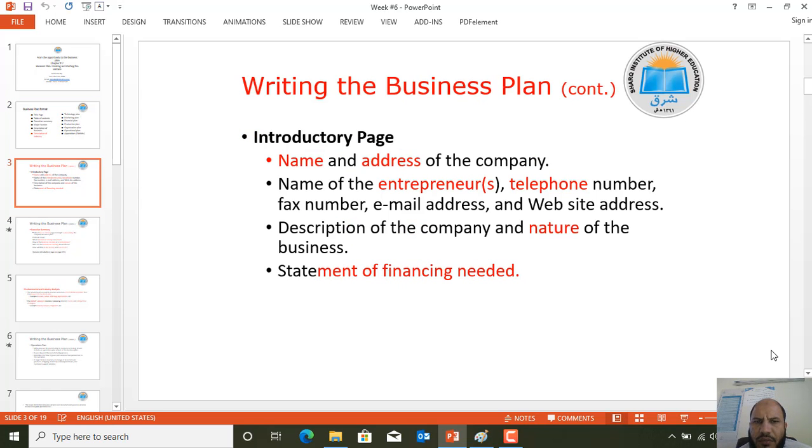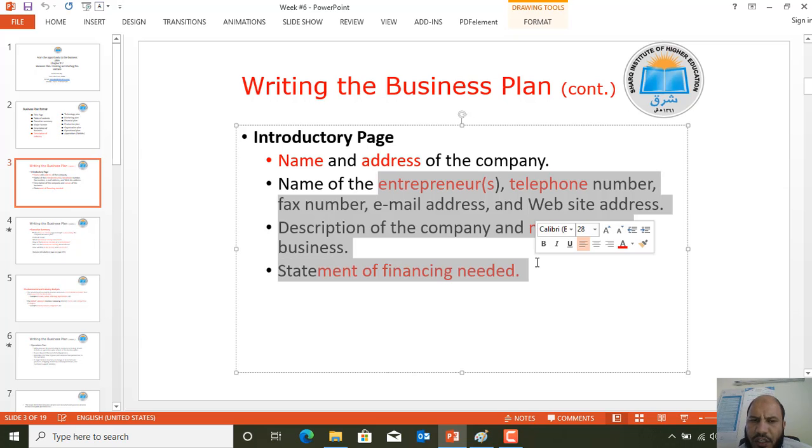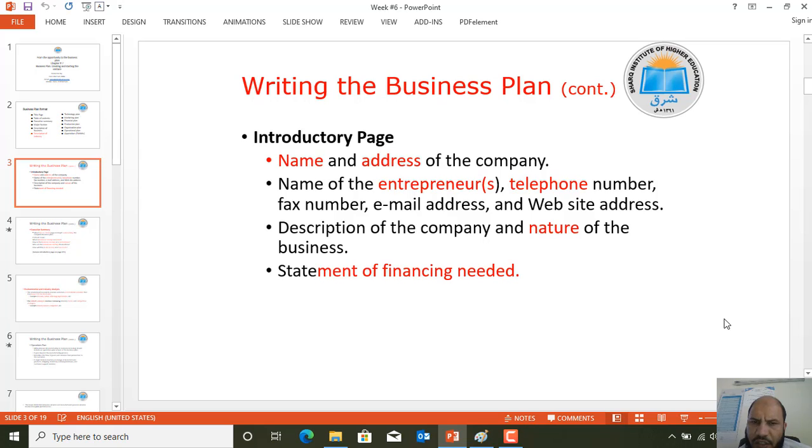So we have discussed the introductory page. We mentioned that the introductory page should have the name of the company, address of the company, the entrepreneur's information, their telephone number, email address, website address, and so on. And also we should describe the nature of the business, what type of business it is, and a statement of finance that this idea needs.